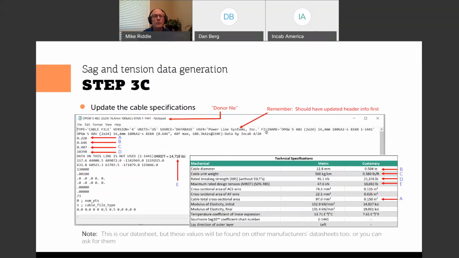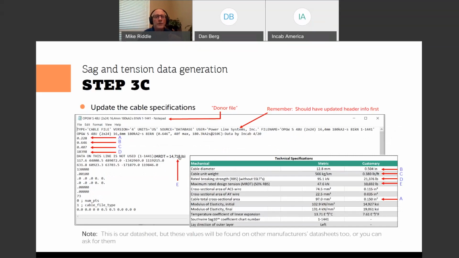Now you get to what's really important. You have to update the cross-sectional area, the diameter, the unit weight, and the strength. And like I said before, you find those on the data sheet. Slightly different order, but you can see here the corresponding values.